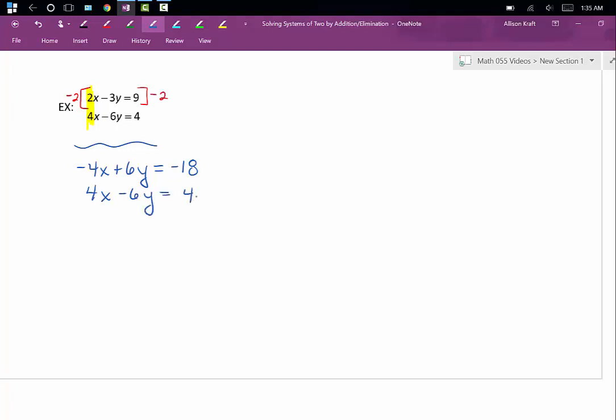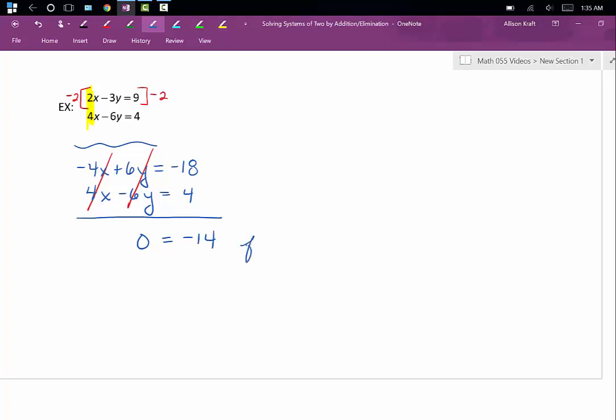Next, we want to add down, and those x's should fall out. Our x's do fall out, negative 4x plus 4x, those fall out, but notice our y's do as well. A positive 6y minus 6y, those cancel out, and we're left with just 0 on the left-hand side and negative 14 on the right.